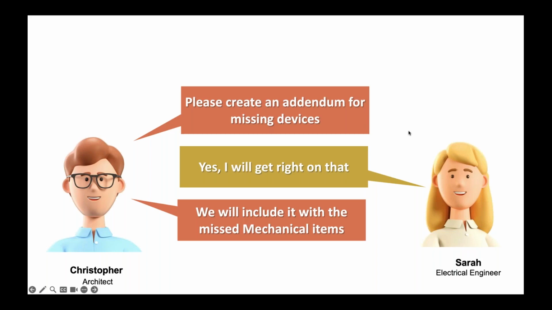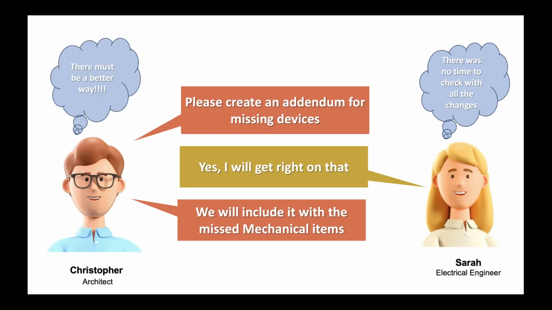So what are they thinking in the background? Well, Sarah's thinking, yeah, I wasn't happy, but we ran out of time because so many changes were made. I mean, so many architectural changes were made, right? What does Christopher think? Well, he's like, oh, I don't want to be here doing this, right? There's got to be a better way.